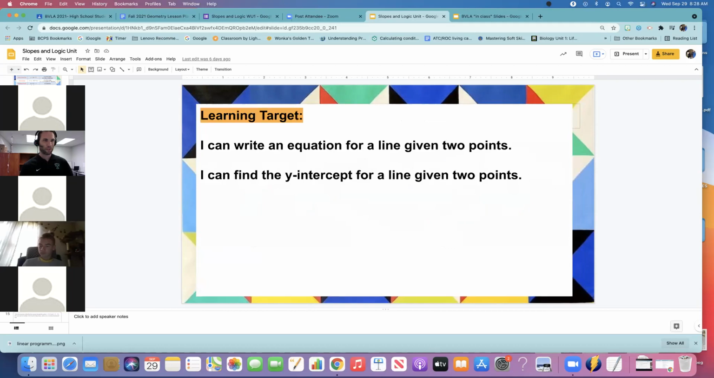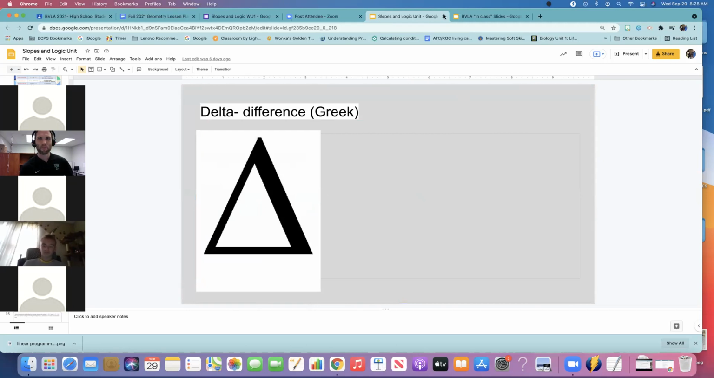The other equation you have to have is that the slope is equal to the change of y divided by the change of x. This triangle is the Greek letter delta, and it really means change or difference.